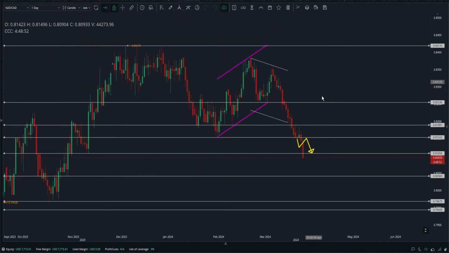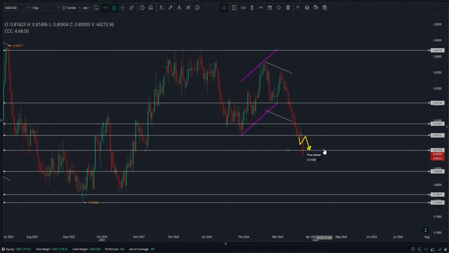NZD CAD has already taken the target of 0.8105 and is already trading below the level that we have targeted. Now if it gives a close below 0.8105, then this level will start acting as a resistance, and then you can see it like this. Then you can target 0.8040, the next one. If it gives a close below 0.8040 or trades below that, then you can also target 0.7967. So this is a very fast downtrending market.